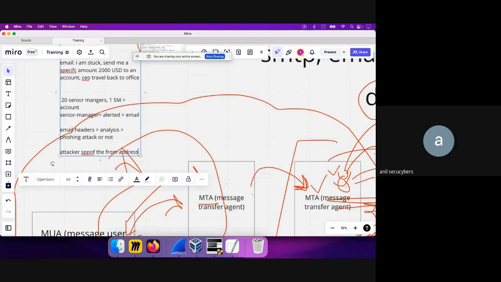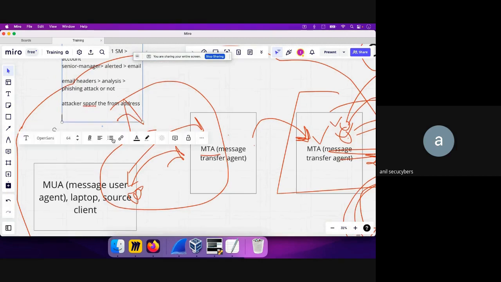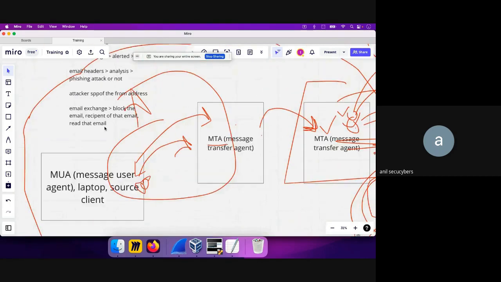Our work was not just to do the analysis and stop the thing. We also worked with the email exchange team and told them to block the email. The next thing we asked them was to let us know the recipients of that email, and also who among the recipients had actually read that email.